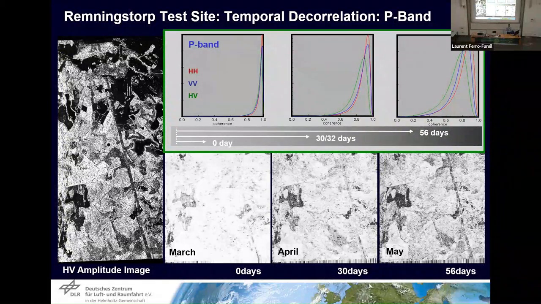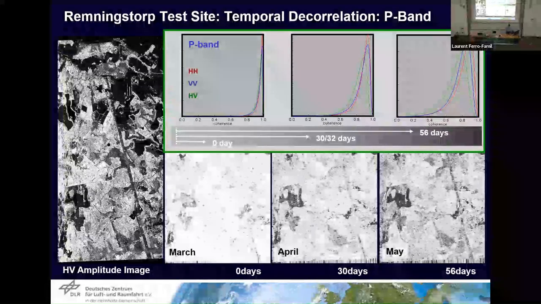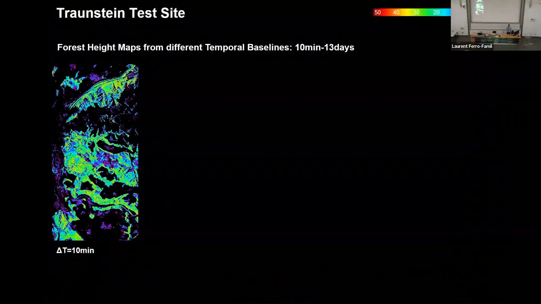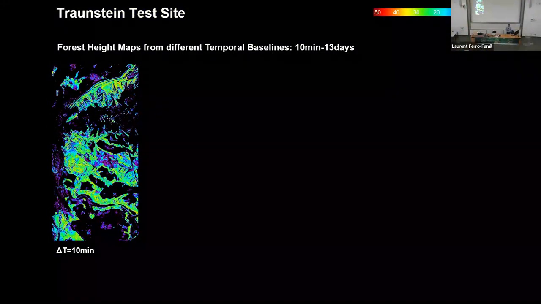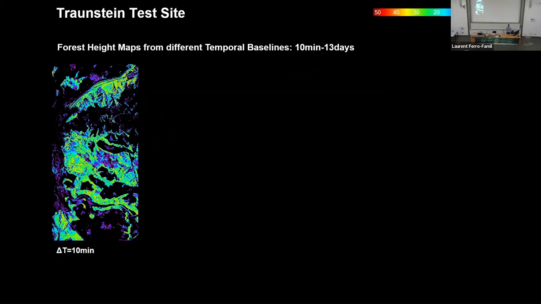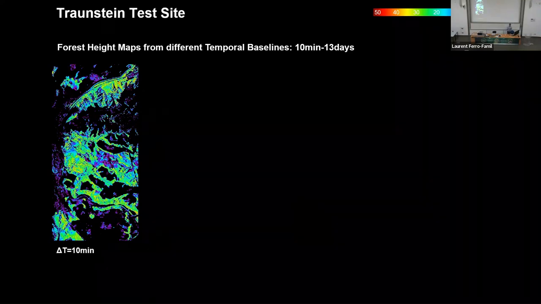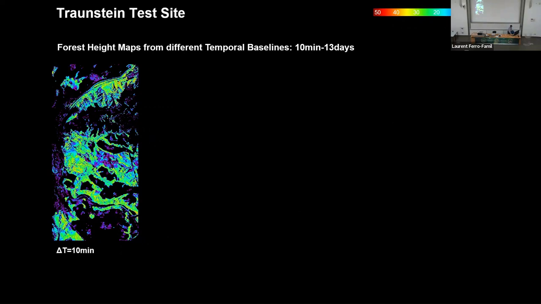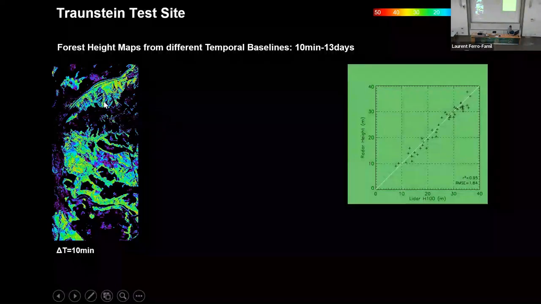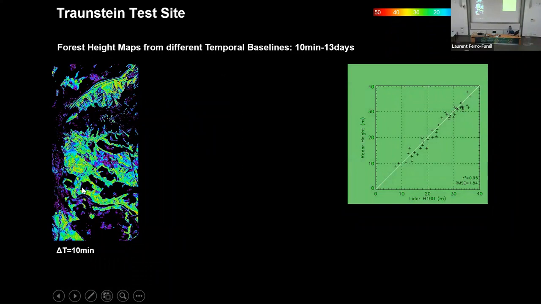So it's there, but it will not destroy at all the parameter inversion. Of course, even at L-band, as I was saying before, you can still do something despite the temporal decorrelation. If you can have a baseline, you can still do something. And here, for instance, we were inverting height, having acquisition with a variable time difference. So we have here, for instance, 10 minutes of time difference between the two interferometric acquisitions.